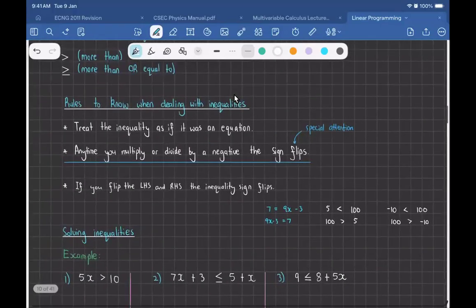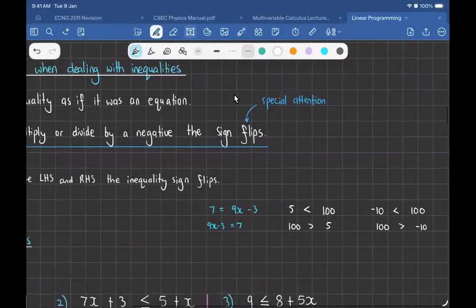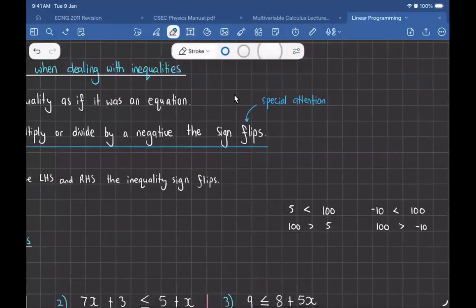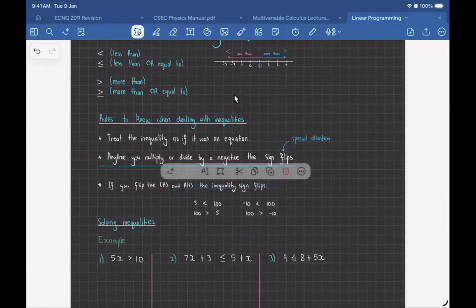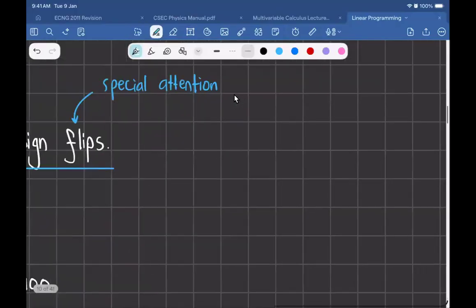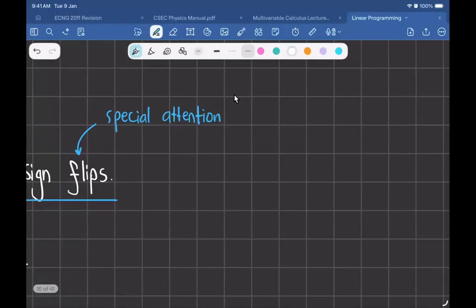Vanessa, I'd like you to take a look at the second rule and read it for me. What does the second rule say? Anytime you multiply or divide by a negative, the sign flips. Let's try to understand what I mean by that. That might sound a little confusing. You mightn't fully understand why I'm saying that. Guys, let's just say I had negative 10 and negative 100. Tell me, Vanessa, what would I write to fill in the statement?